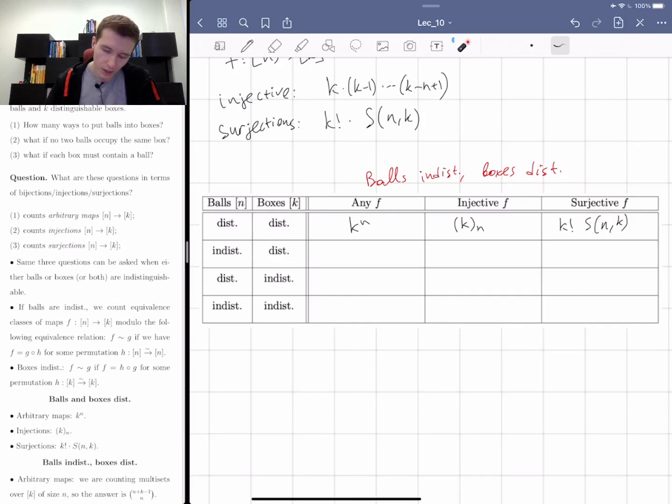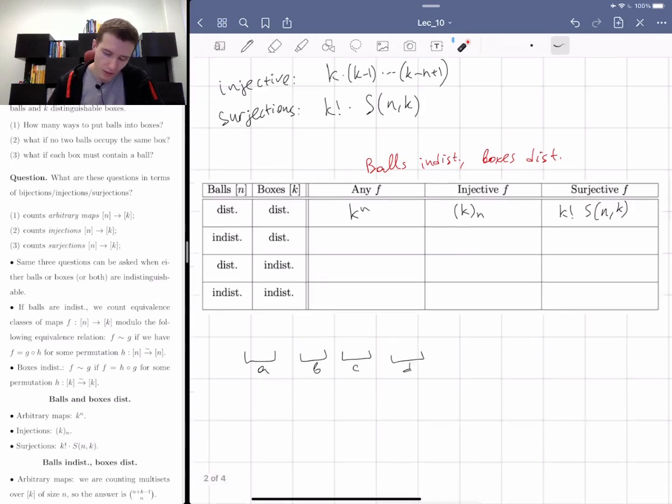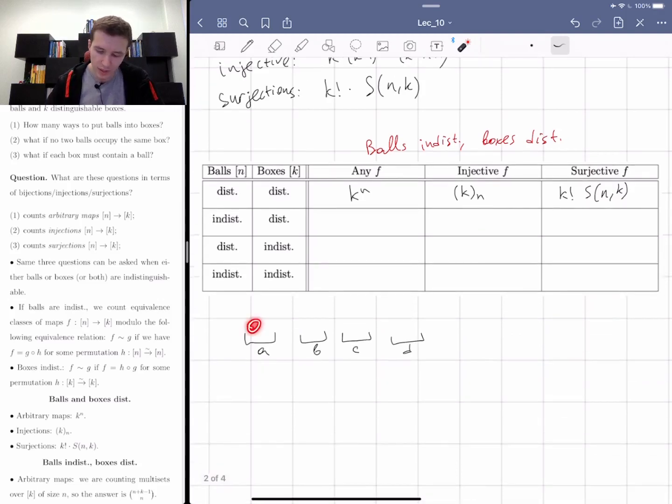Right, you have your boxes labeled A, B, C, and D, and maybe A stands for apple, B is banana, C is cantaloupe. Then you just put some number of balls in each. So that's almost literally compositions. Or in other words, you pick some number of apples, some number of bananas, and so on.